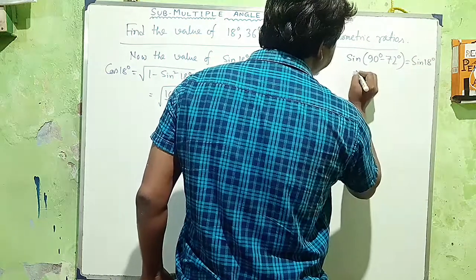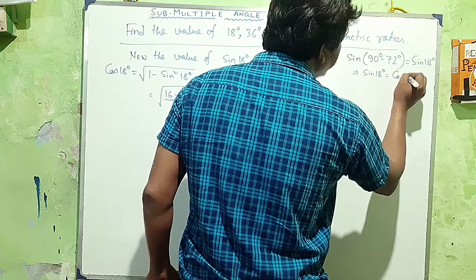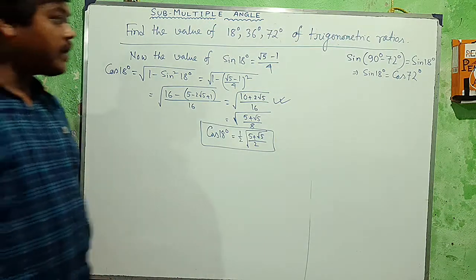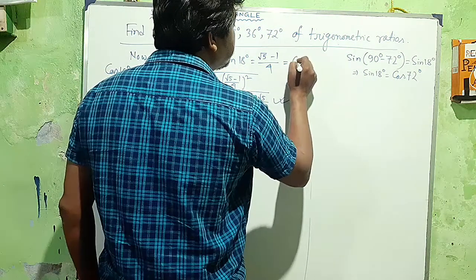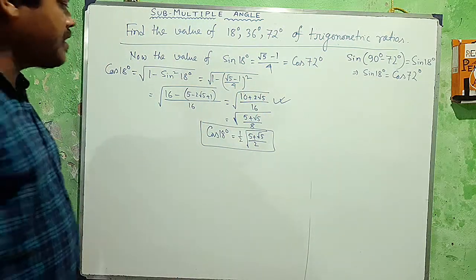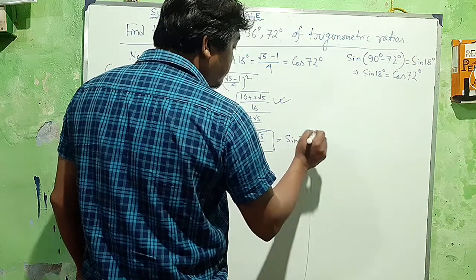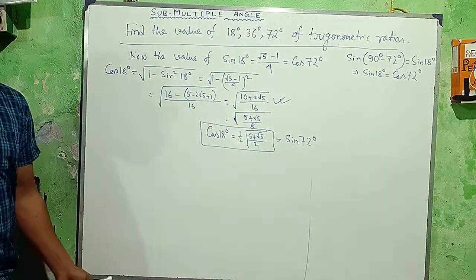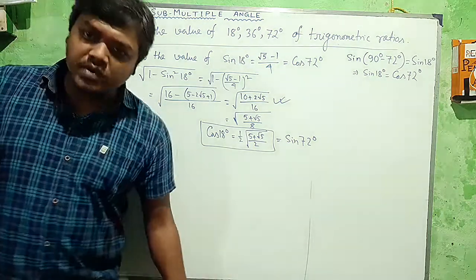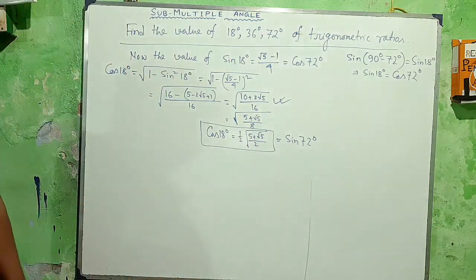So sine 18 degree means cosine 72 degree. Am I right? Cosine 72 degree. So sine 18 degree equals cosine 72 degree. Right? Similarly, cosine 18 degree equals sine 72 degree. So if you know the sine or cosine of 18 degree, then you can easily calculate either sine 72 or cosine 72 degree.